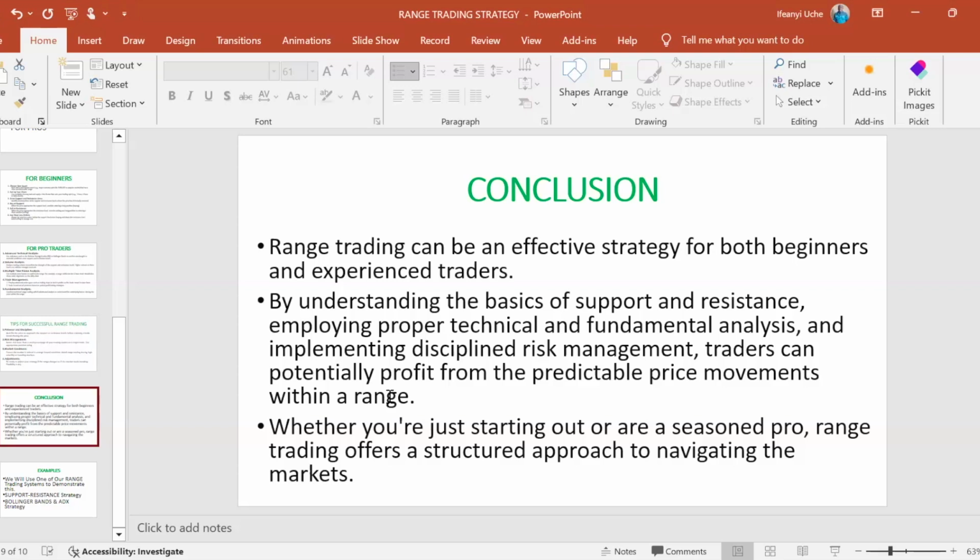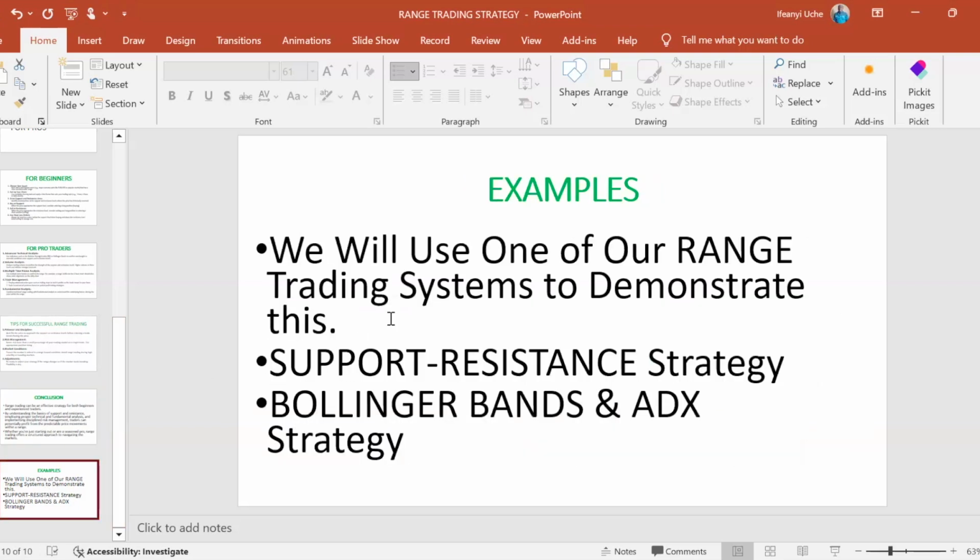So we're going to quickly look at a typical example of the two systems that we can use for range trading, the support and resistance strategy. So I'm going to stop sharing this and then bring out a chart where we can look at the implementation of this same strategy. Okay, so let's quickly get to it now.